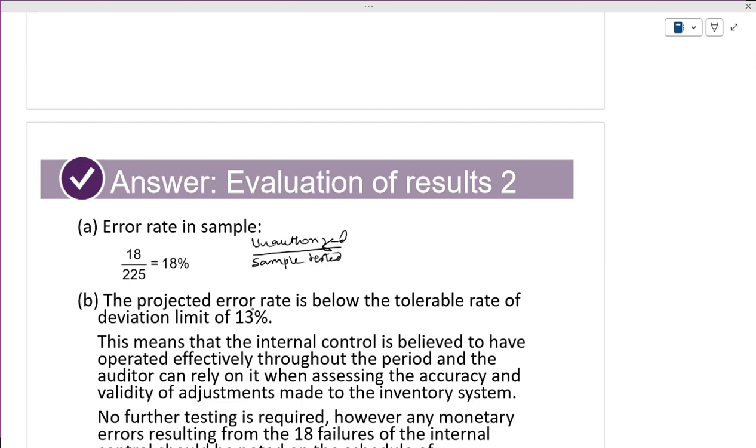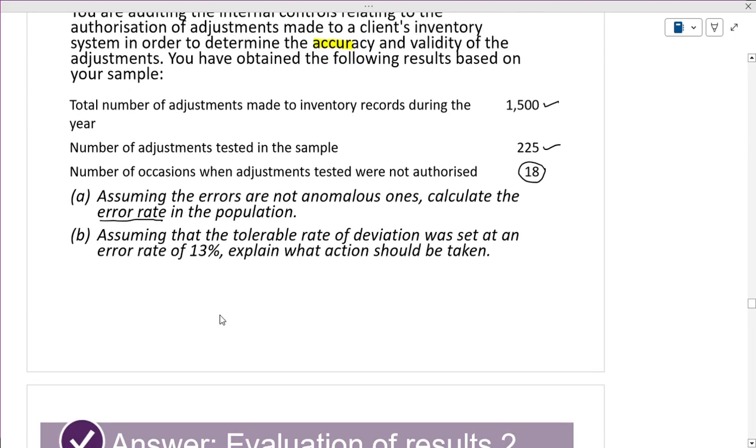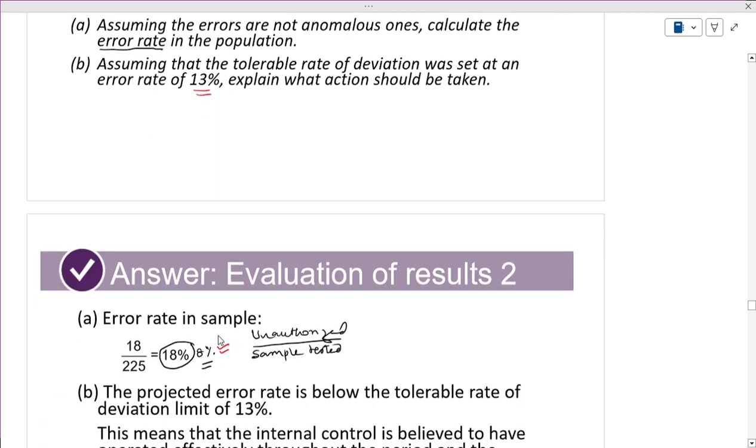It's 8%. Okay, no problem. Projected error, is it right? You will take it as 8%. No problem. Now, what is the second part? Assume that the tolerable rate of deviation was 13%. What action should be taken?